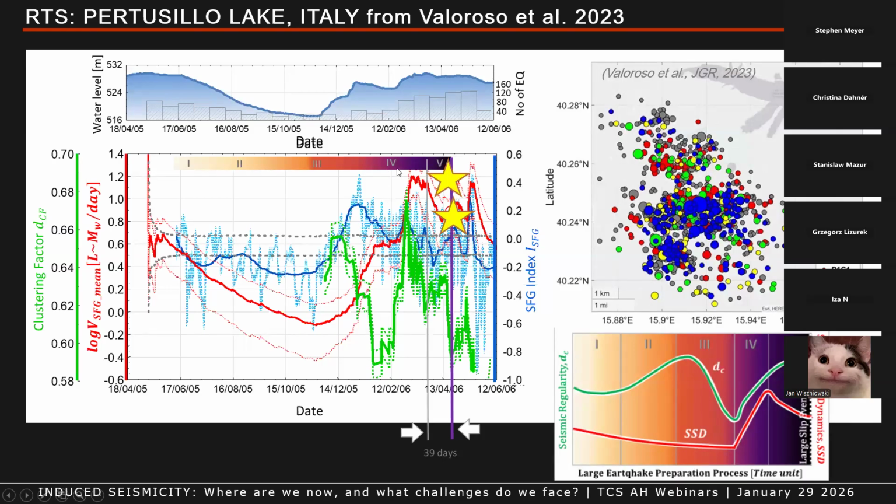So we are able to more or less identify the transition to the fourth stage of damage, and also the transition to the last stage of damage. Here it was 39 days before a strong earthquake.